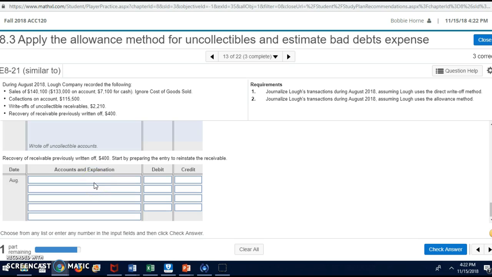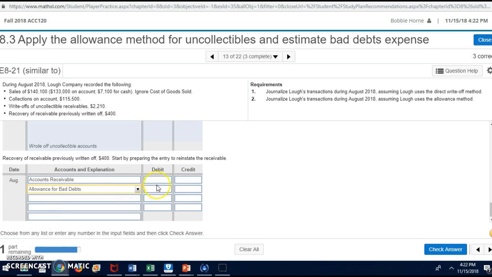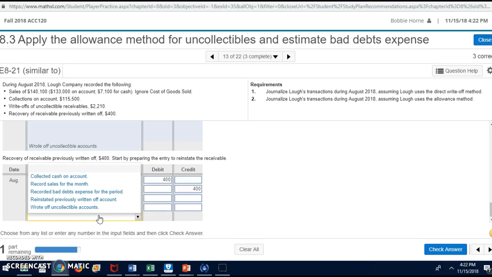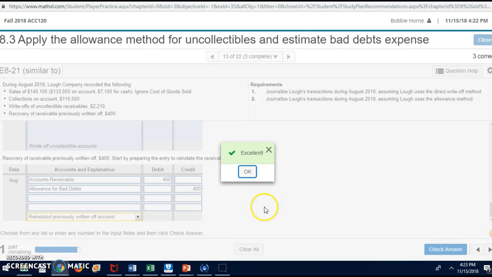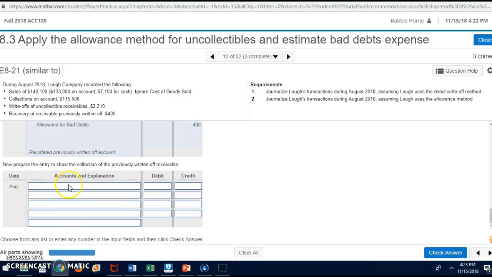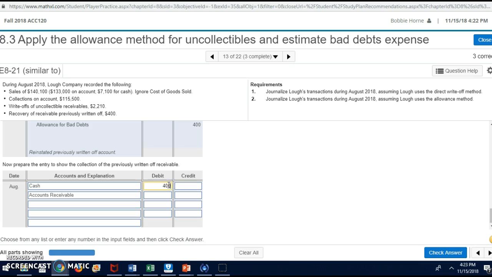Now we're going to reinstate it, so we're going to reverse the entry we just did. So we're going to debit accounts receivable and credit the allowance account for the $400. And this is to reinstate the previous account we wrote off. And then we are collecting, so we're receiving cash, and we're decreasing accounts receivable.